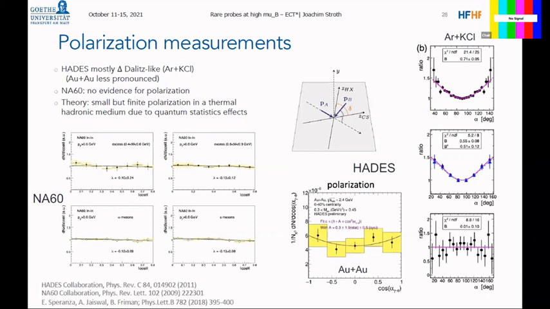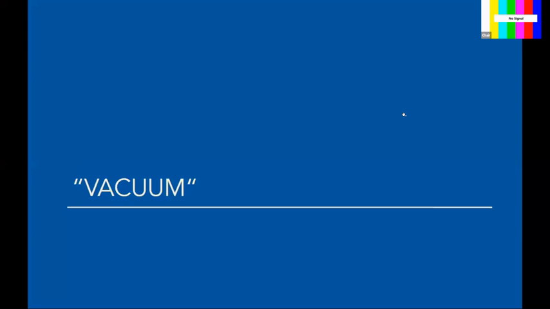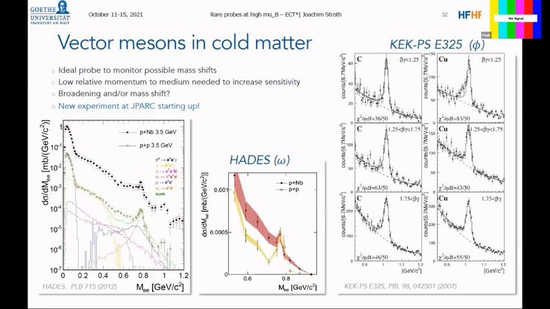It's just maybe a curiosity on the mass shifts for the vector mesons in cold matter. You showed these results from E325. So this seemed to date back to 2007, and let's say the statistics is not negligible. So what was the conclusion of that experiment? Of the KEK one?